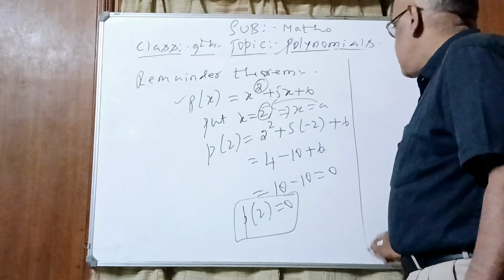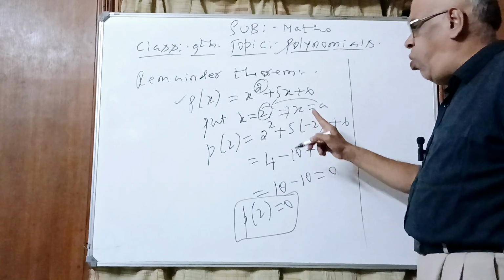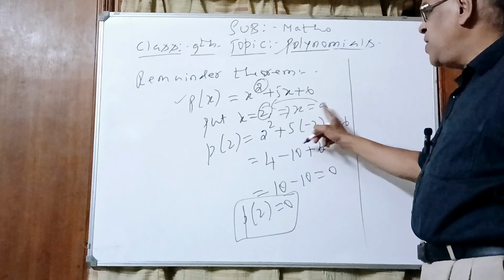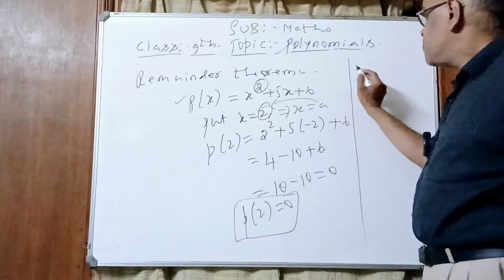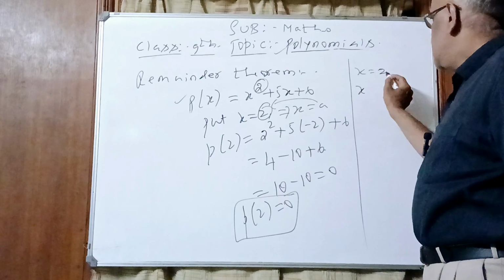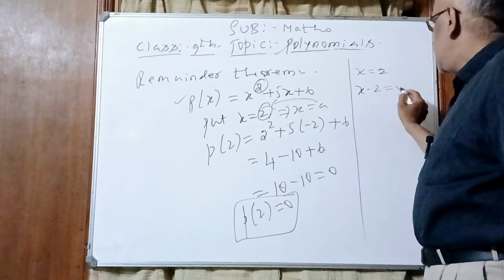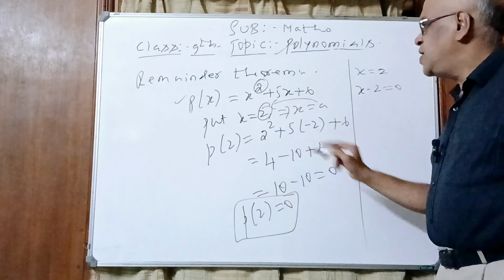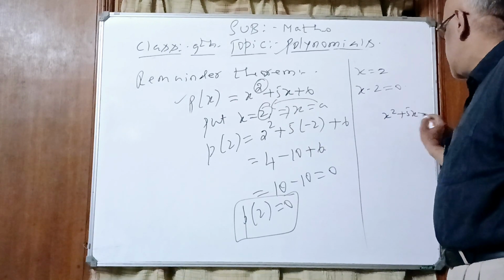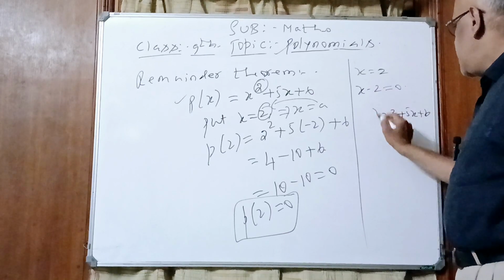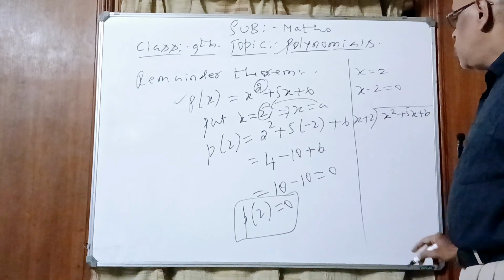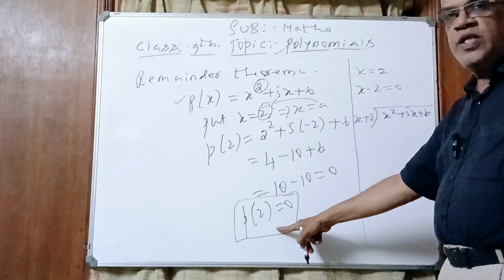Now we'll take the same thing here. X is equal to, in place of a what have we taken? 2. X is equal to 2. Then shift 2 to that side. X minus 2 is equal to 0. Divide this polynomial x square plus 5x plus 6 by x minus 2. What should the remainder be? P of 2, which is 0.